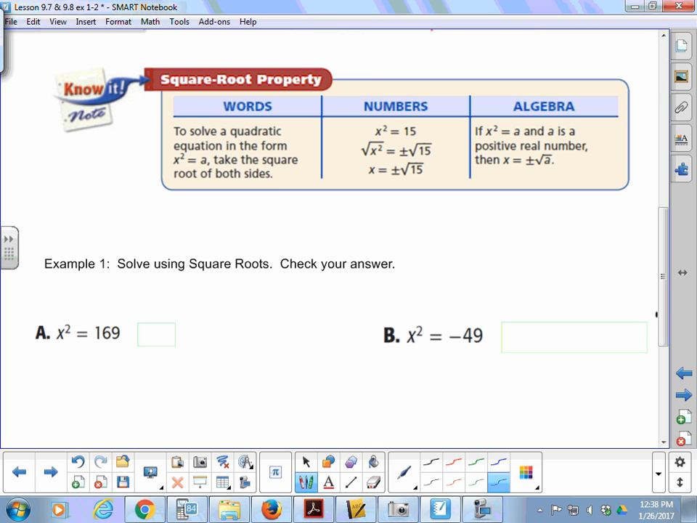So in general, this is the square root property. To solve a quadratic equation in the form of x squared equals a, we're going to take the square root of both sides. And so for quite a few of you, the work I didn't see, this is the work that I want to see. All right, so we're going to go through a few of them.